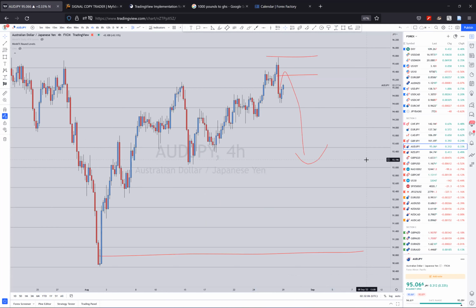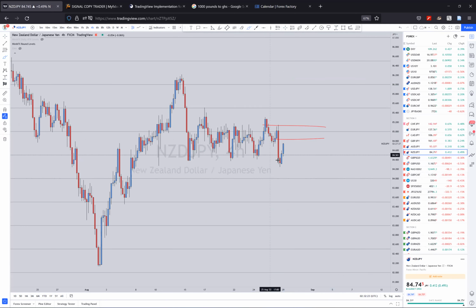AUD JPY similar to the other JPY. We want to see price continue pushing up. Around this level, we'll look at potential reversal on that. Same for NZD JPY, just like I highlighted. Continue push to the upside. Around this level, we'll look for potential selling opportunity.